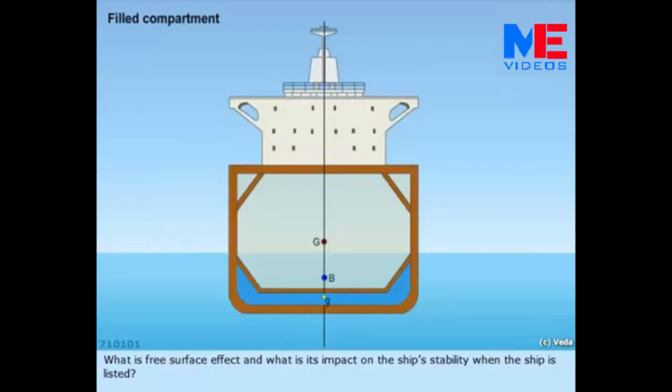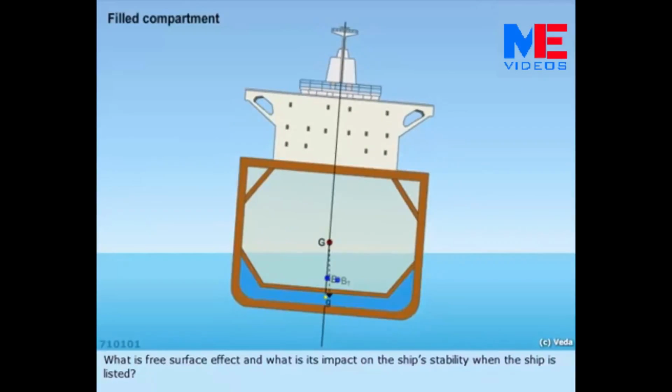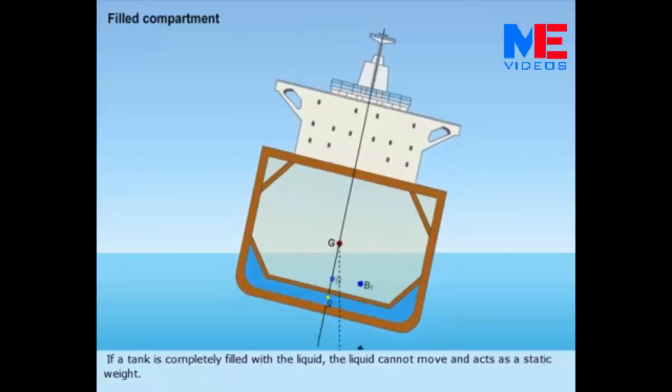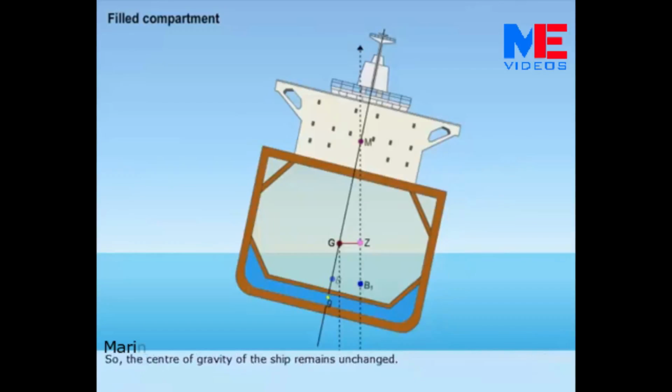What is free surface effect and what is its impact on the ship's stability when the ship is listed? If a tank is completely filled, the liquid cannot move and acts as a static weight. So, the center of gravity of the ship remains unchanged.